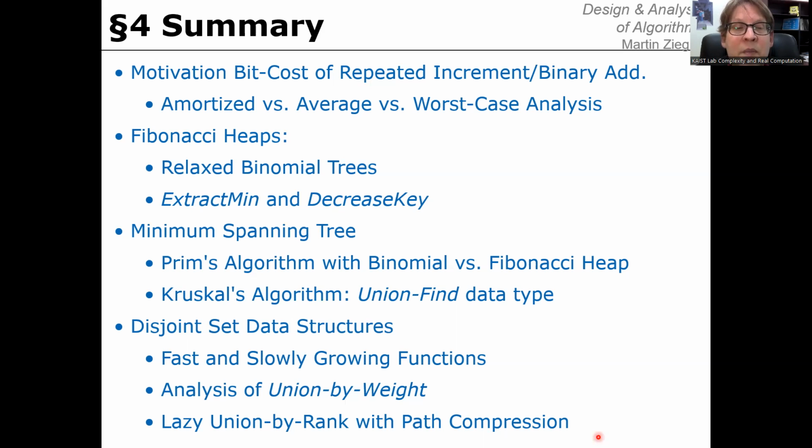This is described by the inverse Ackermann function, one of the functions we discussed here in the chapter on fast and slowly growing functions. I didn't prove that here. What we did prove is the running amortized cost, which is log star, and then we ran out of time. So that's all about chapter 4.